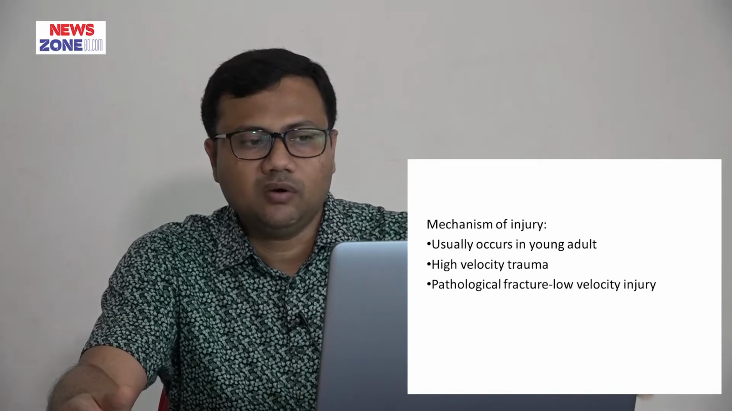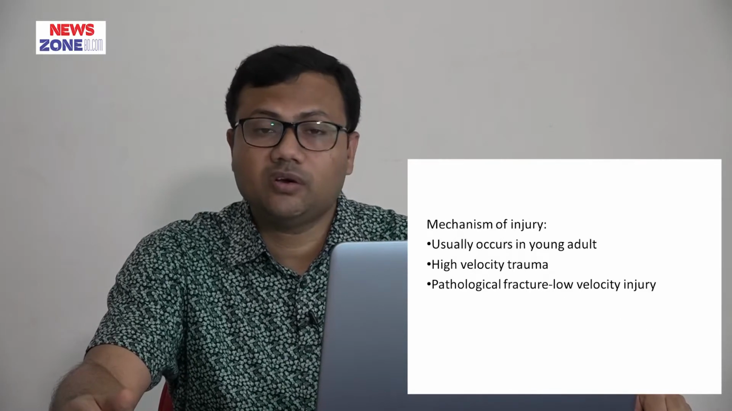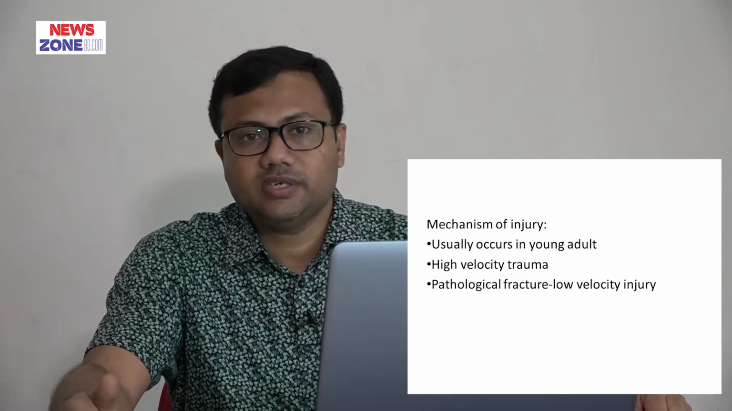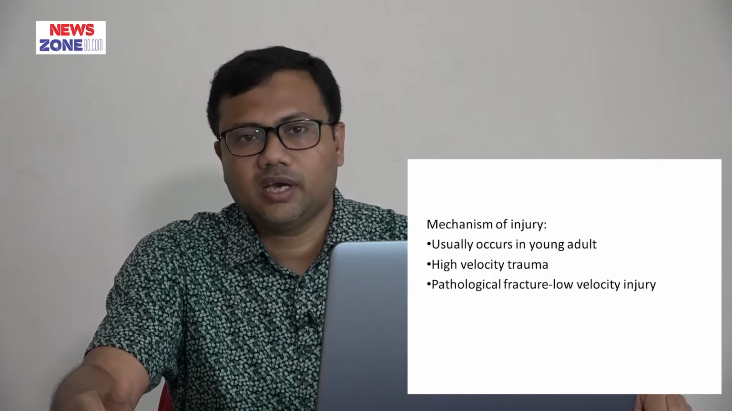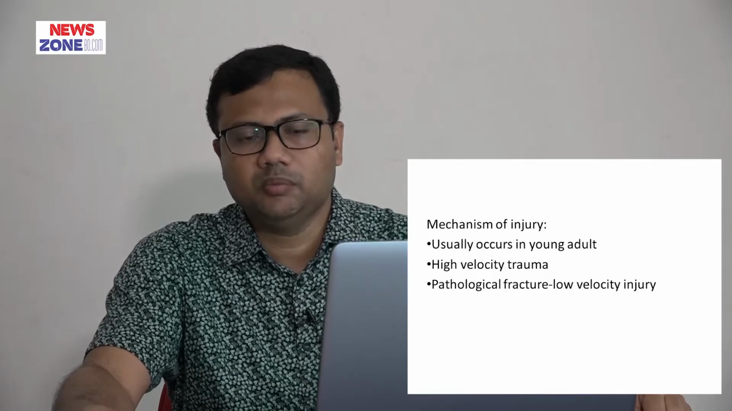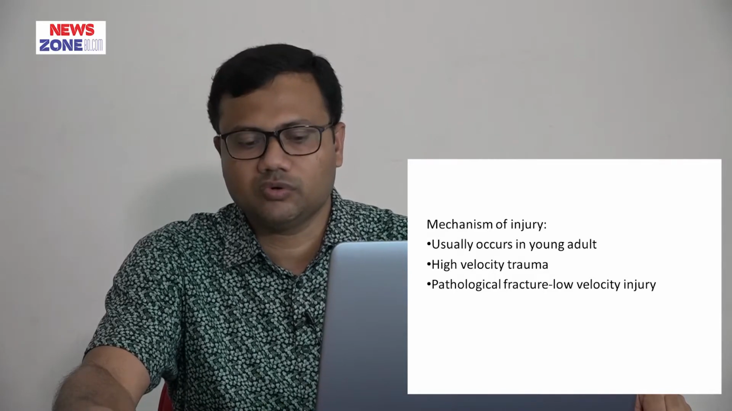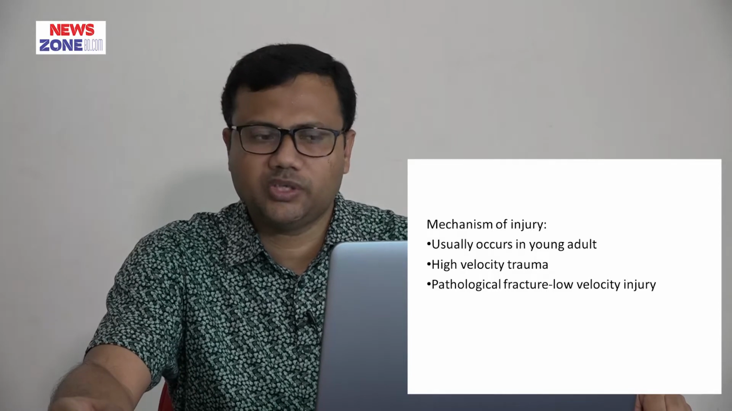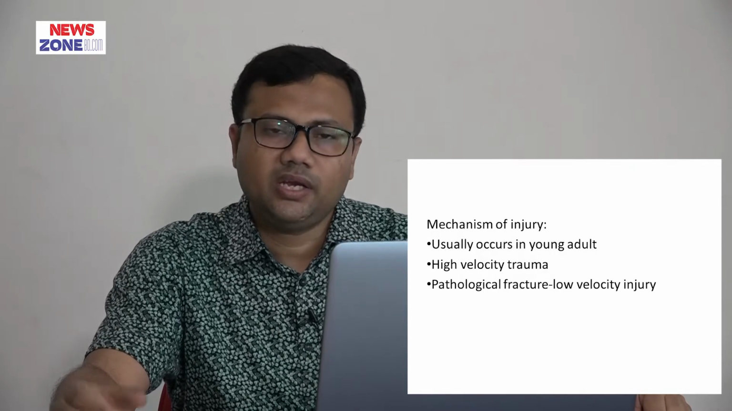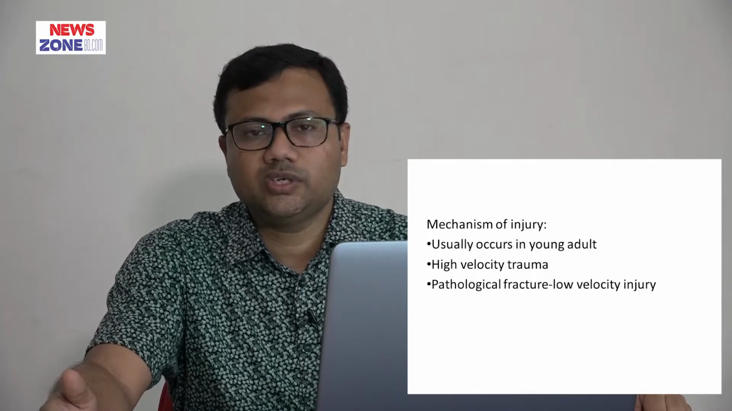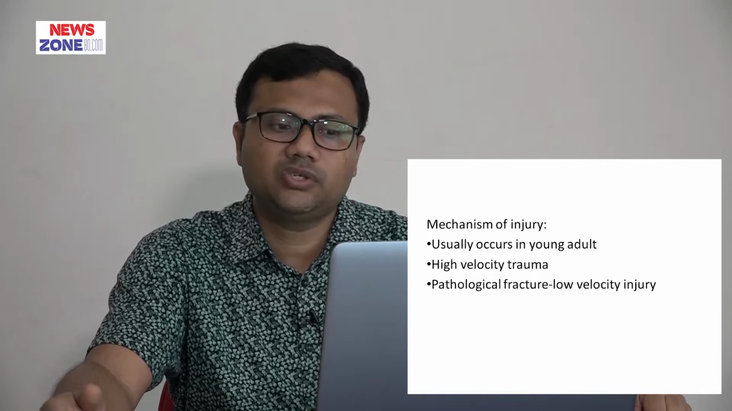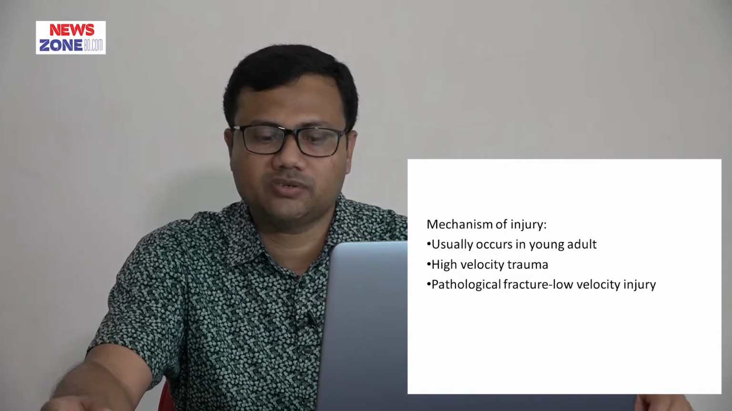Now, what are the mechanisms that may cause injury or fracture shaft of the femur? Usually it occurs in young adult patients, and fracture shaft of femur usually occurs due to high velocity injury, because femur is a very strong bone and it is the strongest bone in the body. So, for fracture it needs high velocity, and it may occur in low velocity injury where there is a pre-existing pathology to the bone, or pathological fracture occurs in low velocity injury.